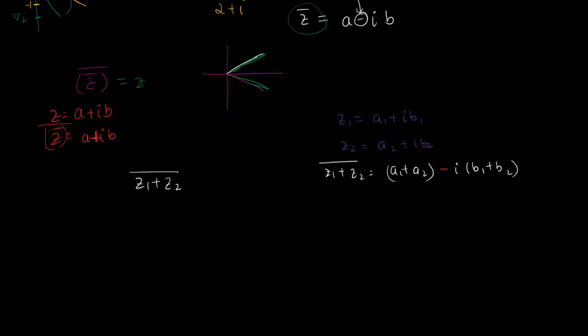If you had instead started out with the conjugates, if you started out with z1 bar, you would have a1 minus ib1, and z2's conjugate would be a2 minus ib2. If you add these two, you will again find the exact same expression. And since algebra gives you a general perspective of all the numbers there are, you can confidently say that the conjugate of the sum of these two complex numbers, z1 and z2, will be equal to the sum of the conjugates.